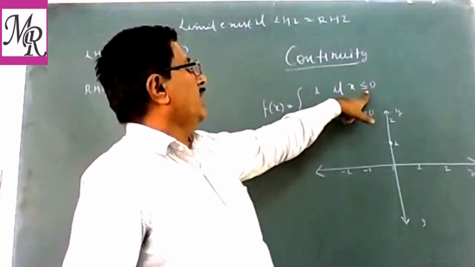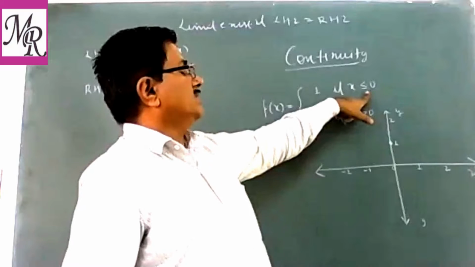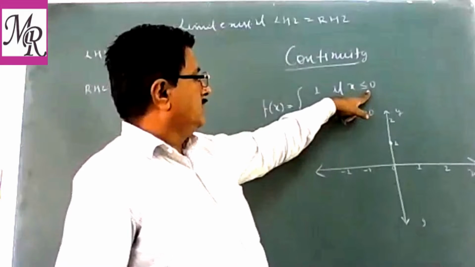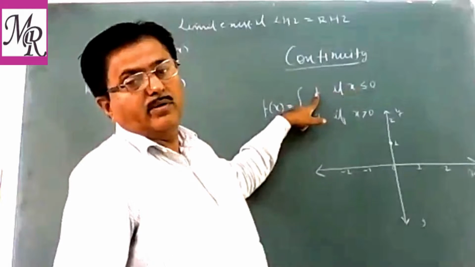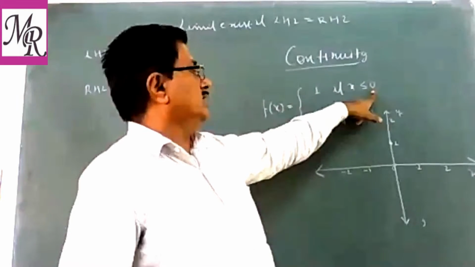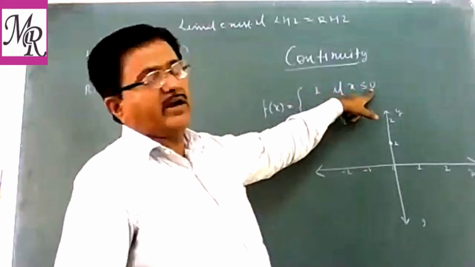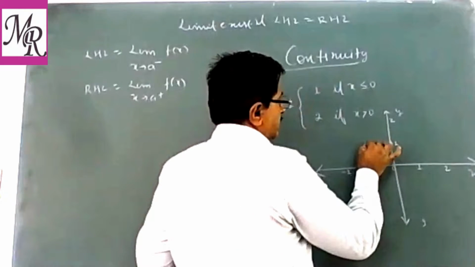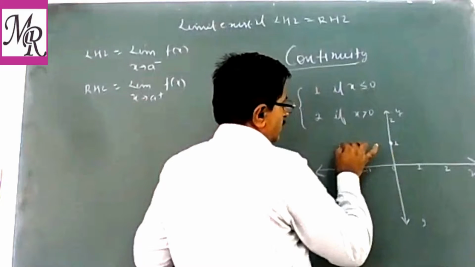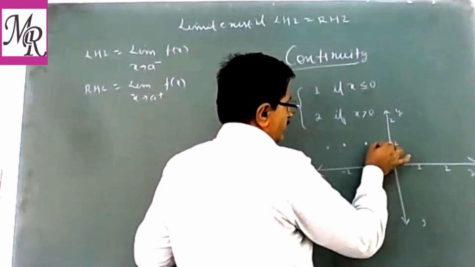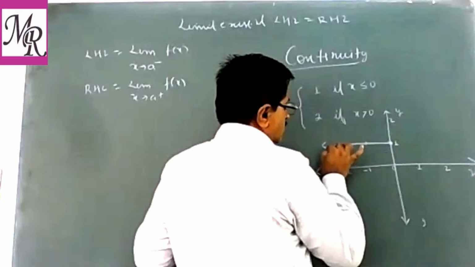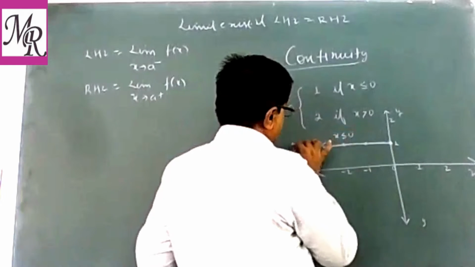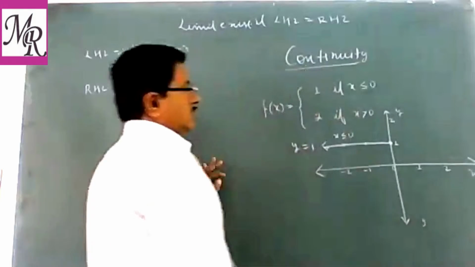Now we can put any point which is less than 0. Suppose you take x as minus 1, then value of y will be 1. X is minus 2, 1. X is minus 3. So we can say here we have points, and if we join this, so this is the value of x less than equal to 0, y equal to 1.